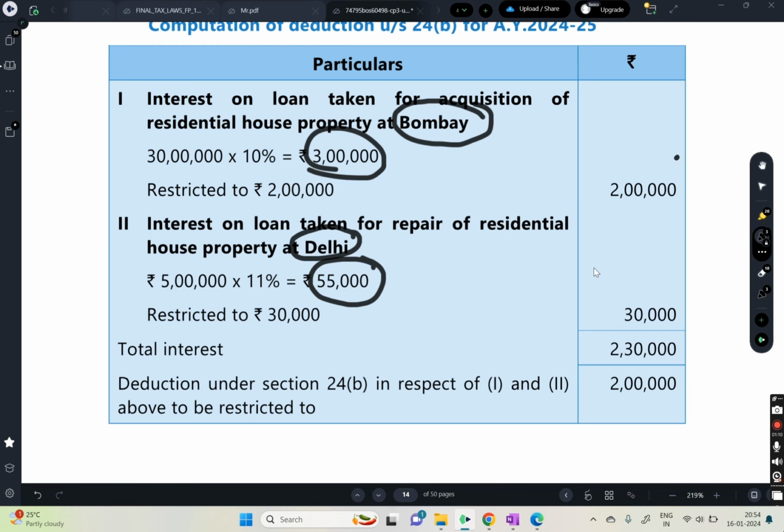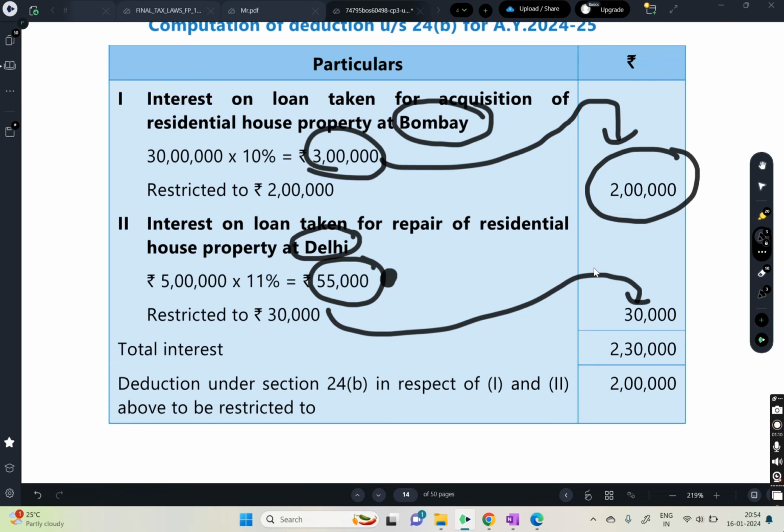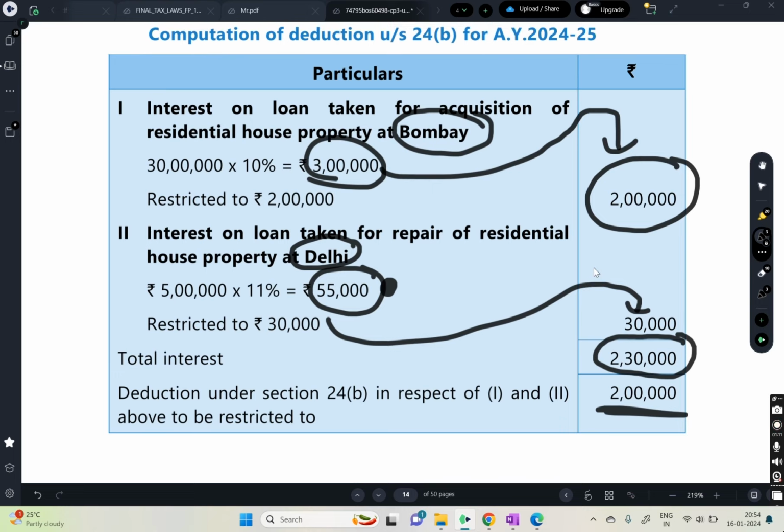So maximum how much will we give? 2 lakhs only. For the Bombay house we paid 3 lakhs, but we give 2 lakhs. For repairs we incurred 55,000, but maximum we give 30,000. So total deductions 2 lakh 30,000. But again, overall we will give 2 lakhs only. Is this clarified or not? Yes, sir, clear. So for self-occupied properties, these are the ceiling limits: overall aggregate maximum 2 lakhs, and individually 2 lakh and 30,000.